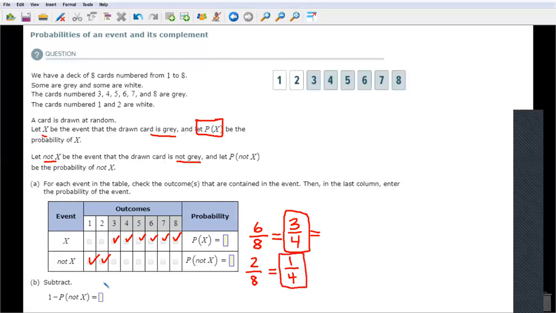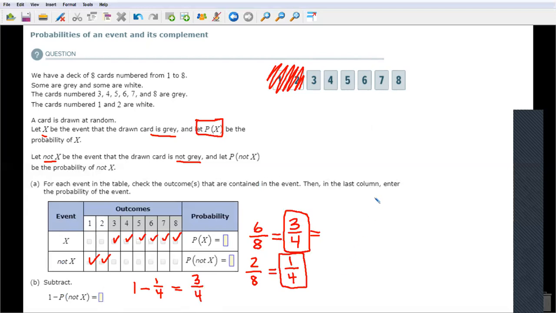When we go down here to solve this last problem, not totally sure what the point of this is other than to show you that these two probabilities are going to add up to 1. But when we do it, we get 1 minus 1/4. So if you had one whole set of cards here and you took out 1/4 of those cards, how much do you have left? And the answer to that would be 3/4.